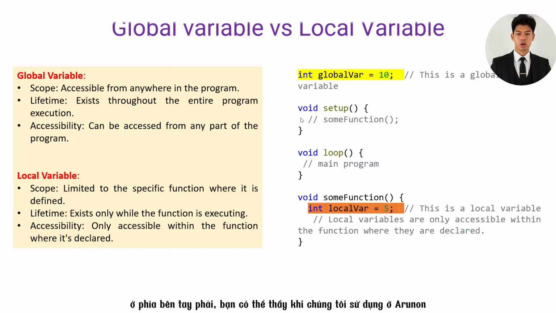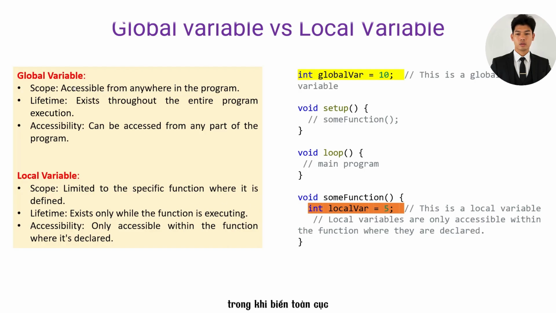On the right-hand side, you can see we have void setup for configuration and void loop, our main program, here. Now let's say we have used another function, that is void sum function. Within the function, we have initialized another variable, that is int local_var, and we are assigning a value of 5 to this variable. So this local variable is only accessible within this scope, within this bracket, within the scope of the sum function. But we cannot access local_var from other functions, like void loop or void setup. So these are the properties of a local variable.